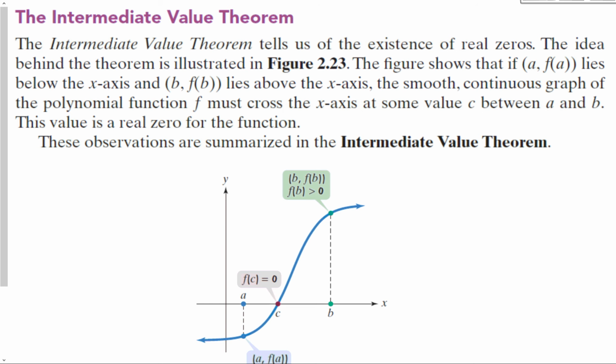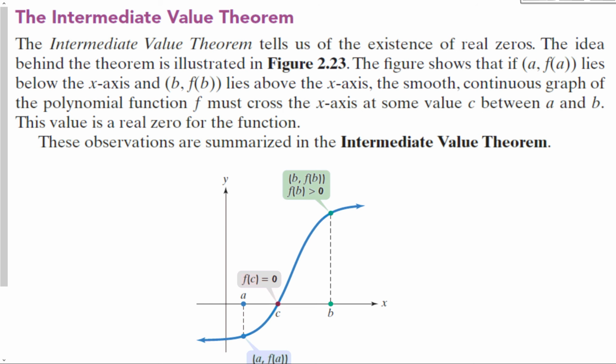So let f be a polynomial function with real coefficients. If f(a) and f(b) have opposite signs, there's at least one value of c between a and b for which f(c) is equal to 0. So if you calculate both f(a) and f(b), and they're opposite signs, there's a 0 somewhere in between.